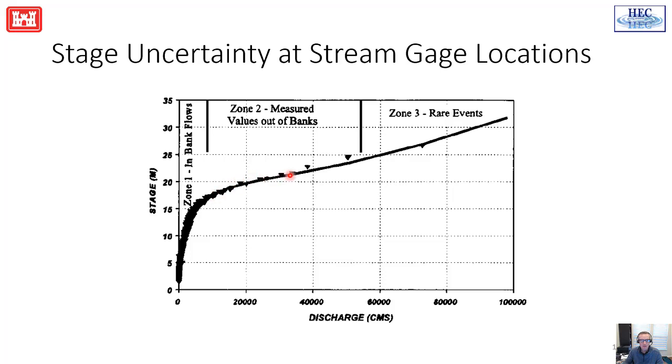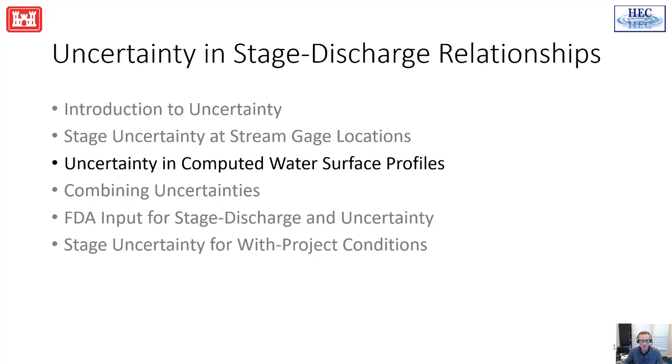However, we tend to see increases in uncertainty as we get into extremely high flows and rare events. This is due to conditions where we don't know how the floodplain is going to react to these events because we do not experience rare events as frequently. We don't know how the floodplain is going to react, and we have less observed data to go by. In the next presentation, we'll discuss uncertainty in computed water surface profiles.